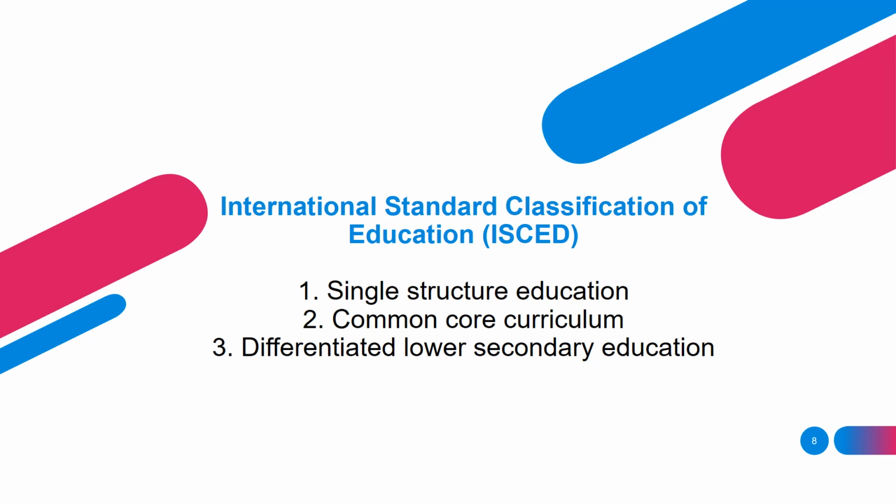Secondly, Common Core Curriculum. After successful completion of primary education, children progress to lower secondary education, where they follow the same general Common Core. This is prevalent in the United Kingdom, France, Spain, and Italy. Lastly, differentiated lower secondary education. After successful completion of their primary education, children are required to follow distinct educational pathways in lower secondary education. While there are many differences, this model has united Europe and helped to continue to support School for All.